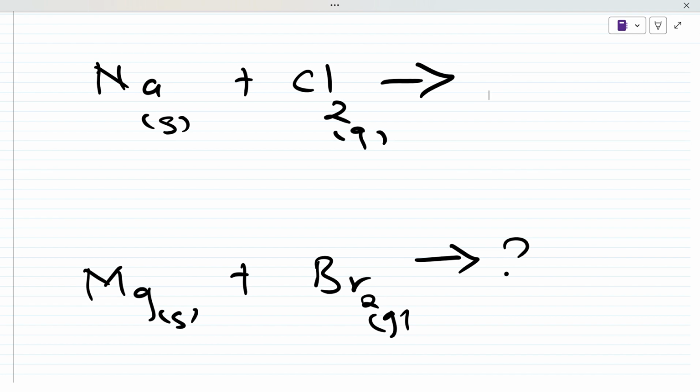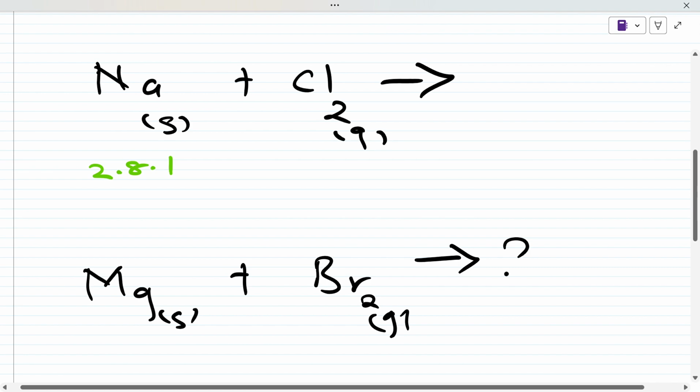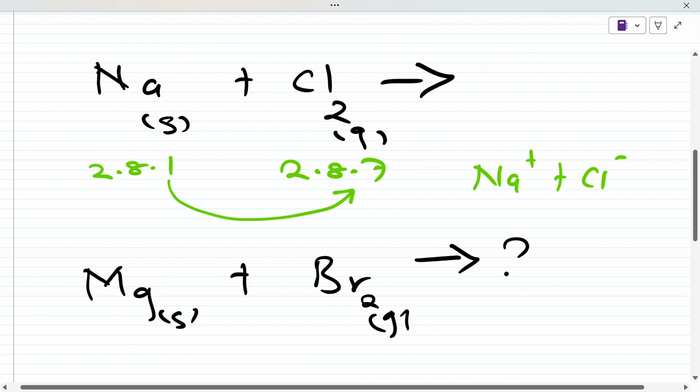I said before that the electronic configuration of sodium is 2:8:1. Chlorine is 2:8:7. Now, sodium will give chlorine its 1, and at the end of the day, we are going to have sodium positive plus chlorine with a minus, interchanging their valencies, and we are going to form NaCl. So that's what we are going to put there at the end of the day.